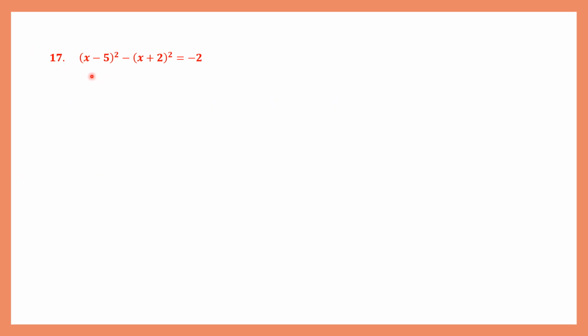Question 17, x minus 5 the whole square minus x plus 2 the whole square is equal to minus 2. Now this we're going to use algebraic identities. We're going to use this as a minus b the whole square. So what is that algebraic identity? a minus b the whole square is a square plus b square minus 2ab.